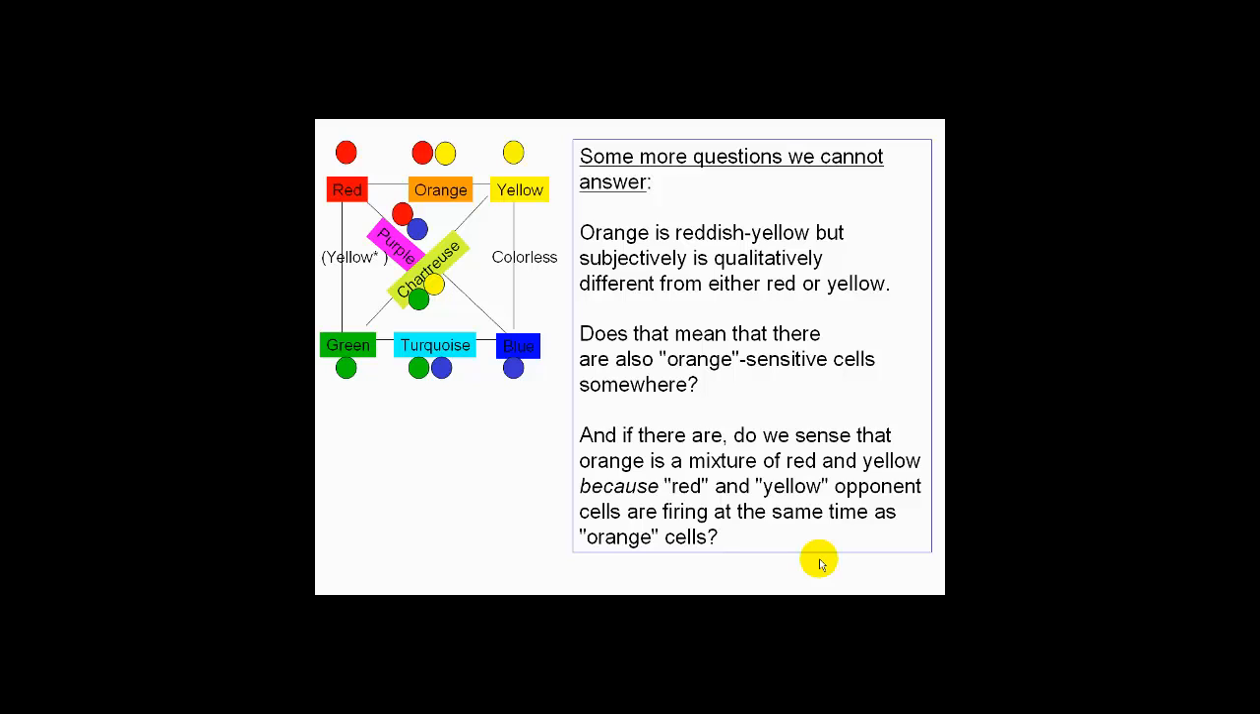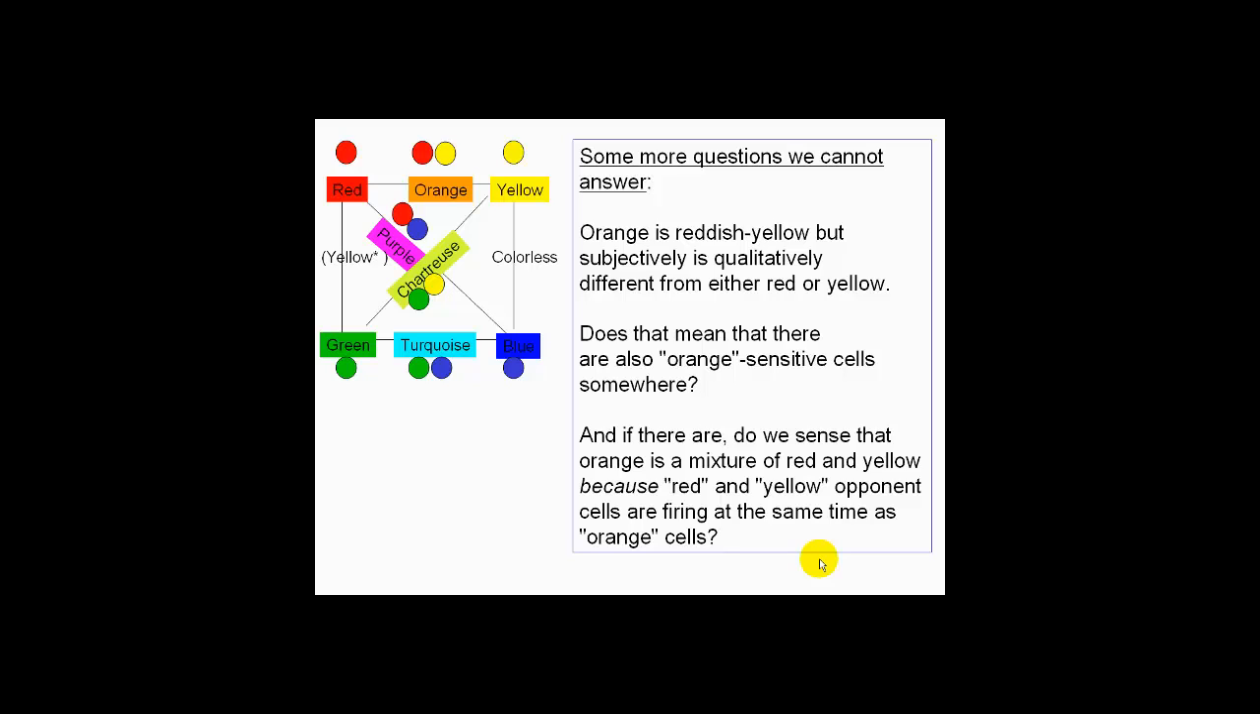Okay? But it's also, I mean, we see the color orange. It looks like a distinct color to us, and we give it a distinct name, orange. But ask anybody, and they'll say, yes, it's reddish yellow. Well, are those two different things, or are those the same thing?